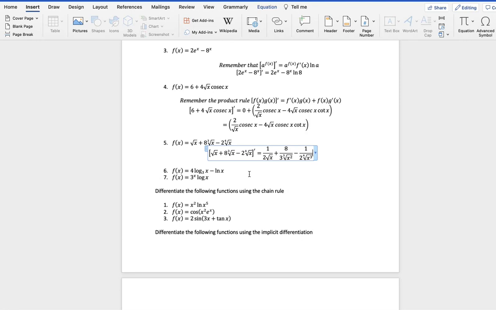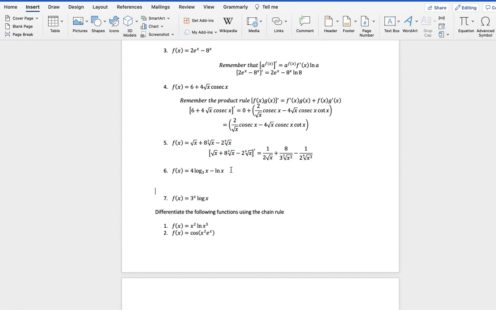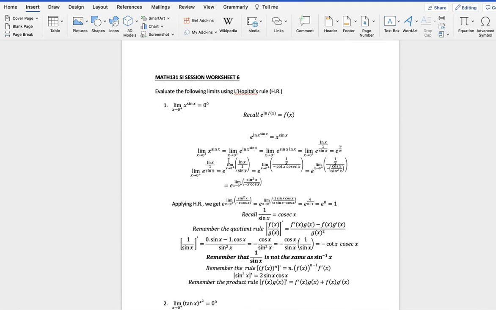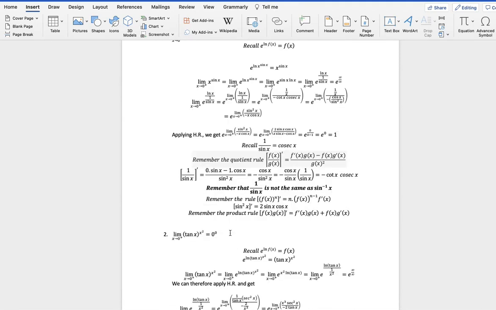Moving on. Let's look at question 6, where now we have the logarithmic functions coming in. So let's make some room and then let's copy our logarithmic expression that we had.